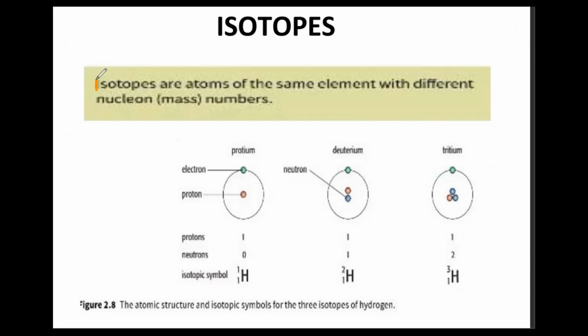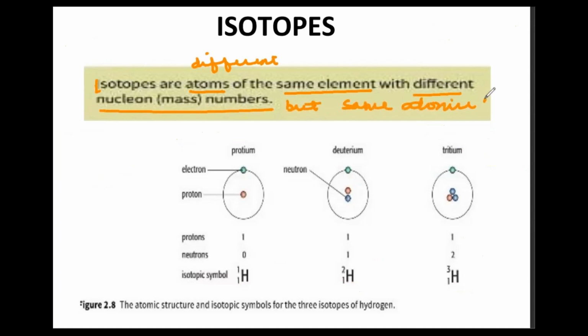So isotopes are basically the different atoms of the same element. And what is the difference in these different atoms? They are going to have a different nucleon number or mass number, but they are going to have the same atomic number. The atomic number, or their number of protons, is going to be same, right? So there are plenty of elements which have different isotopes present in them. So this is the example of hydrogen they have mentioned.